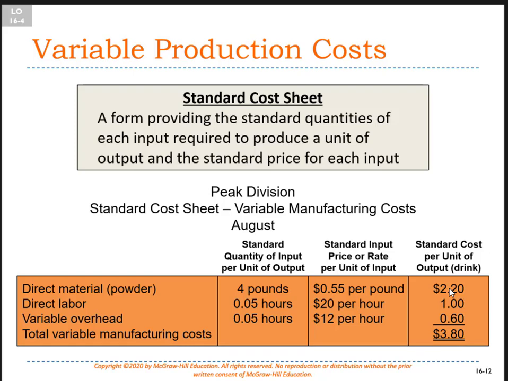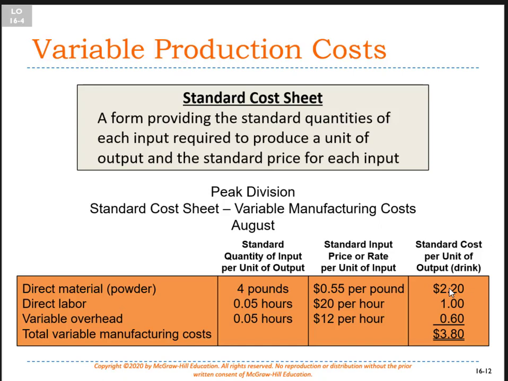Okay? So that's why we break it down. We want to look at the detail. Otherwise, we may not see what it is that's causing the problem. Direct labor is supposed to take 0.05 hours, and our people are paid $20 per hour. So that's $1 per output unit. You could have people that aren't working as quickly or are working more quickly than we planned, or they could be paid more or less than we planned.